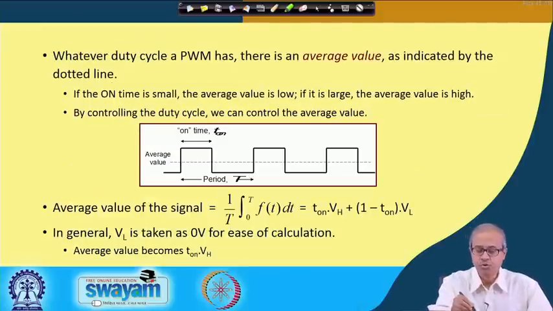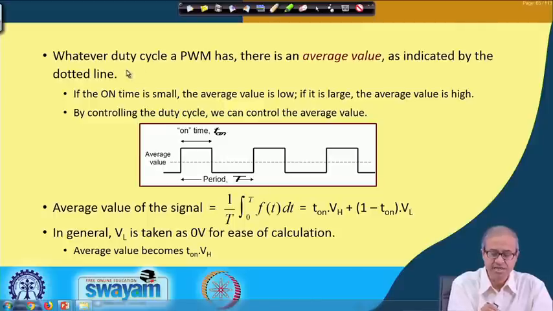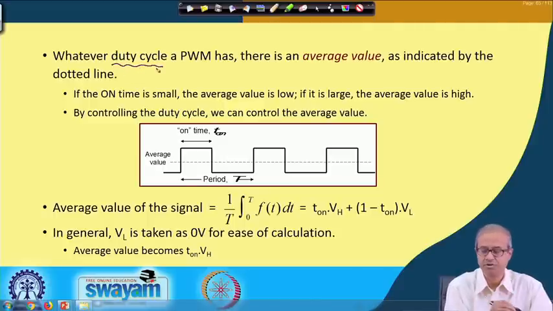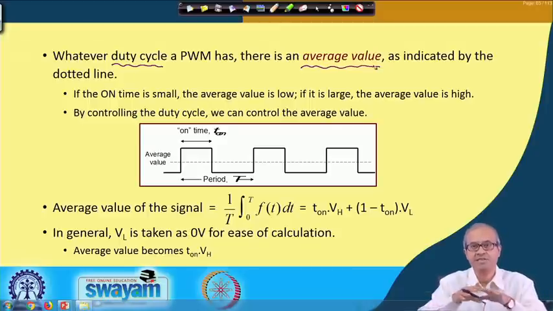Now, another thing to note with respect to PWM is that, whatever duty cycle you have, for any kind of waveform you can define some average value. What is the average or DC value of the waveform? For those of you who know Fourier transform, if you take the Fourier transform of this waveform, you will get some amplitude at 0 level, that will be the DC component of this waveform.